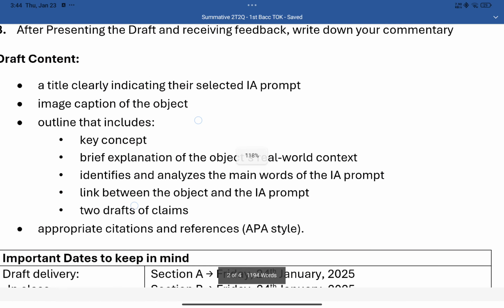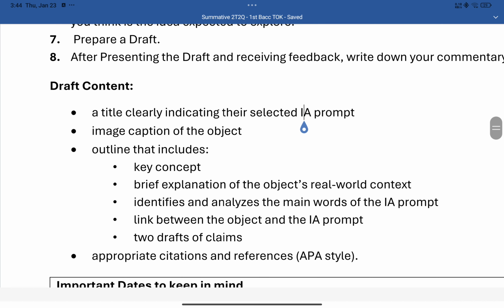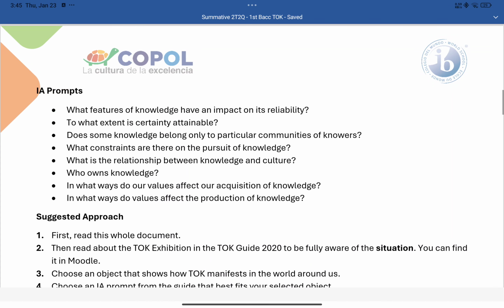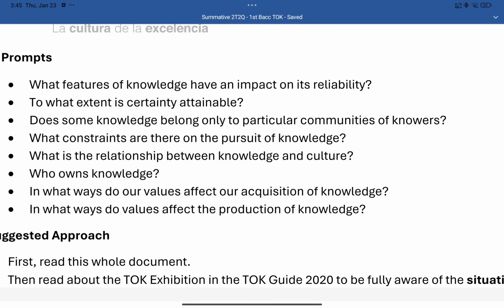The draft indicates the IA prompt. Your IA prompt is one of these. You have to choose one of them, and after choosing, you think about the TOK key concept that you want to explore in answering that question. For example, let's say that you choose "To what extent is certainty attainable?" You want to explore certainty attainable but related with power. That is the key concept.